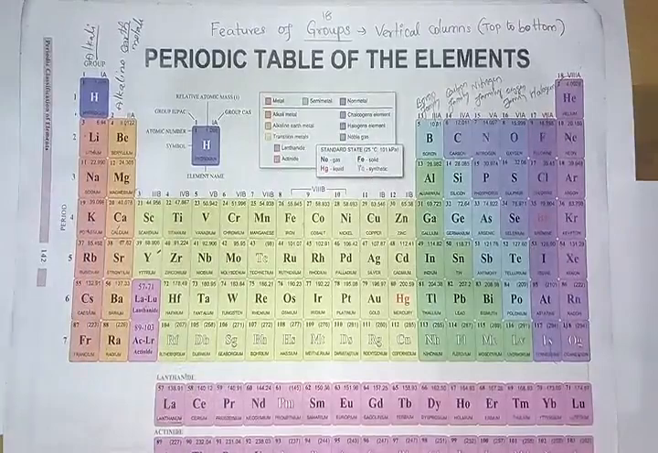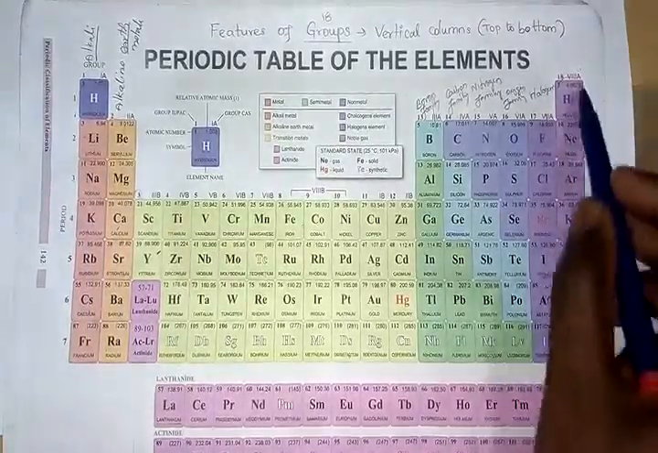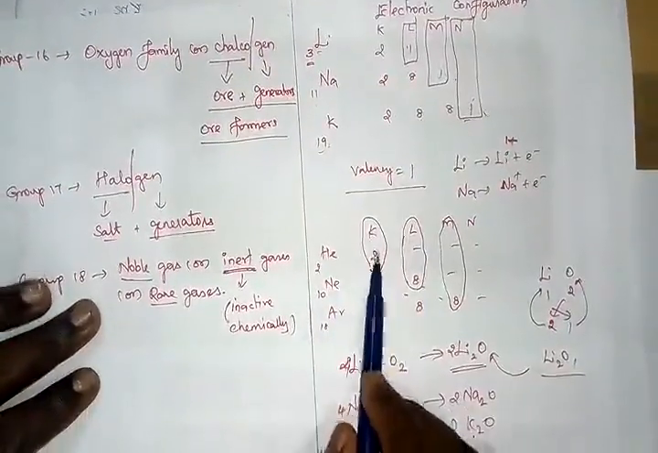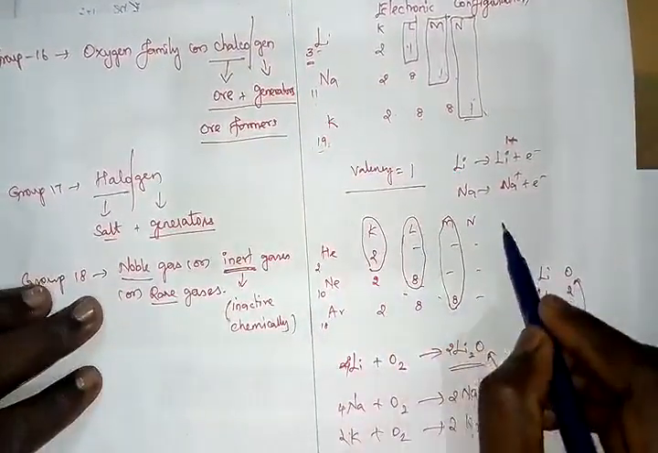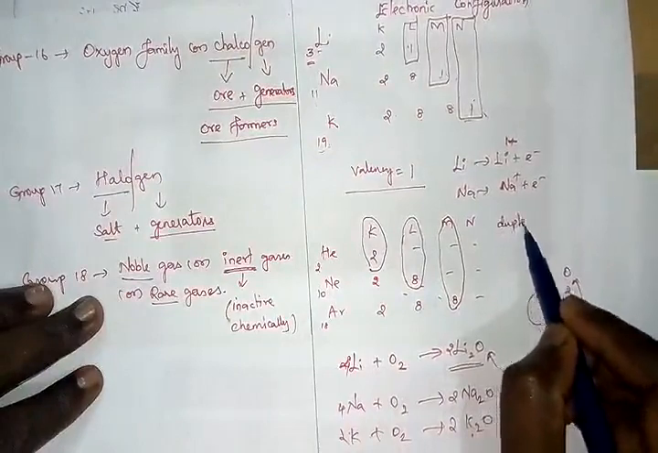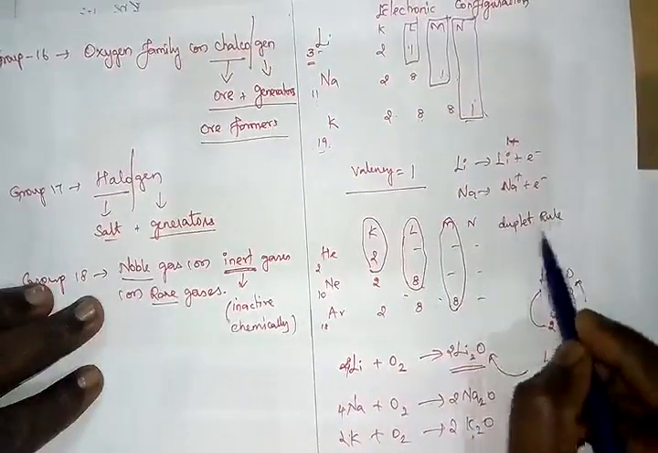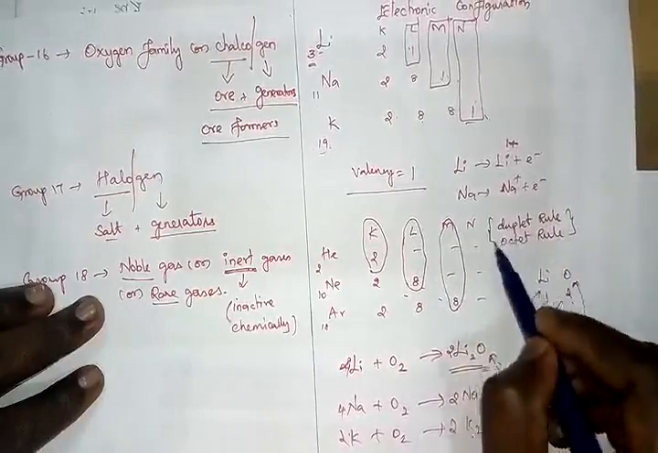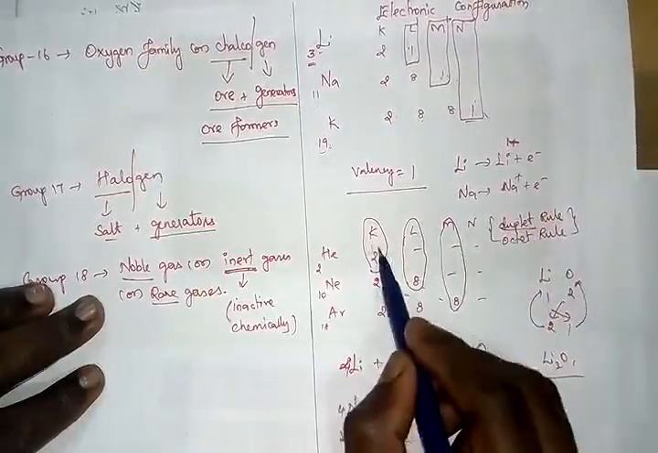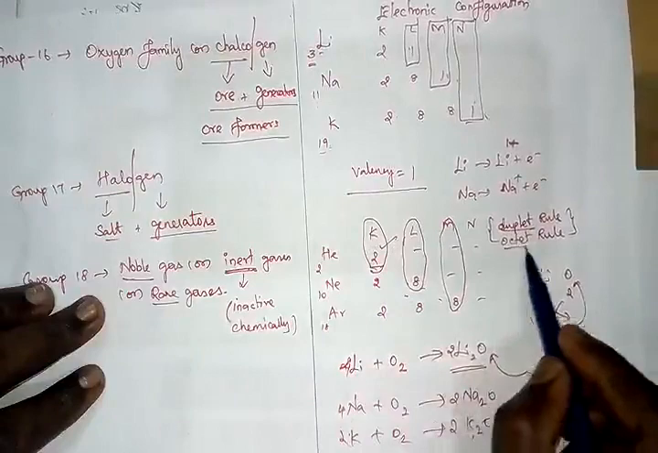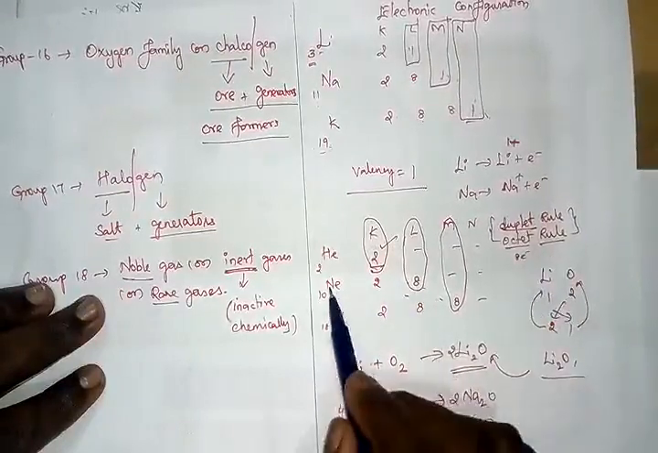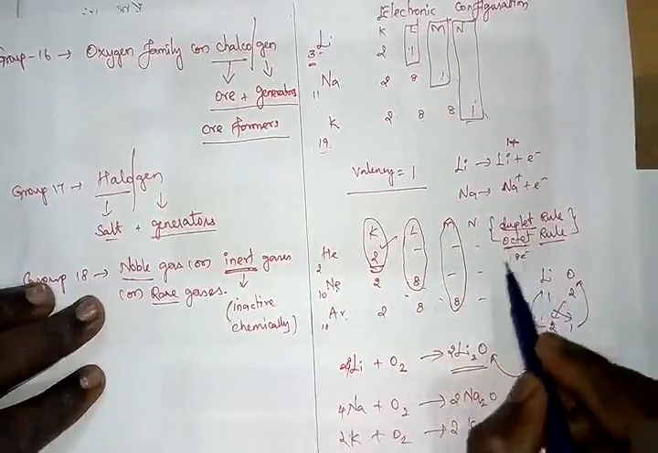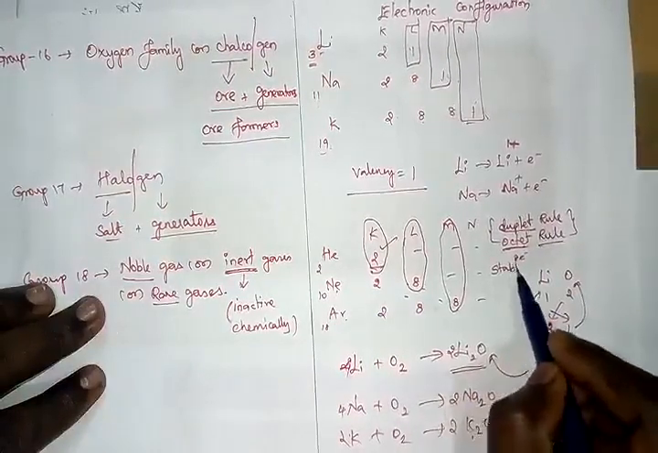Come to the last one. The 18th group elements, as I said, are noble gases. They have 2, 8, 8 electrons. So it actually has a stable electronic configuration, the doublet and octet rule. You might have learned this in 9th standard. Doublet means 2 electrons in the last shell, applicable for helium. Octet means 8 electrons in the last shell, applicable for other noble gases, neon, argon, krypton and all. So they have a stable electronic configuration.